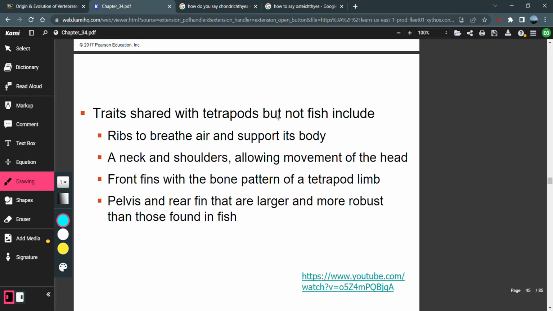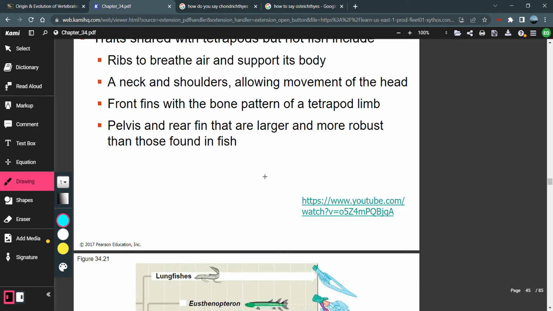Traits shared with tetrapods but not fish include ribs to breathe air and support its body. Remember, ribs have intercostal muscles that allow our lungs to breathe, and a neck and shoulders allowing movement of the head. I could stay still and turn my head completely to the side without moving my whole body, allowing more free movement. Front fins with the bone pattern of a tetrapod limb. Pelvis and rear fin that are larger and more robust.